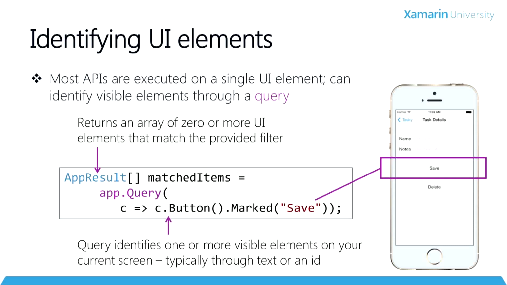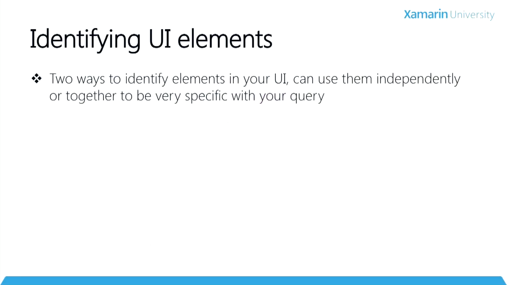Each query that you issue will return an array of 0 or more results which match the given filter. Something to keep in mind is that it's not recommended to cache or save the state of the controls. It's possible that the controls could be removed from the screen, and the AppResult objects that you're getting back are just a snapshot in time. So let's have a look at how we can identify the correct elements.